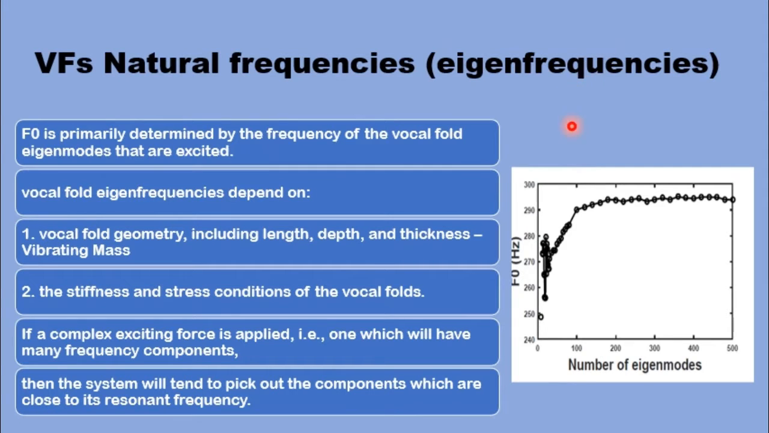The fundamental frequency of the voice during a certain moment will depend primarily on the frequency of the vocal fold eigenmode that is excited at this particular moment. The eigenmode and frequency in turn depend on the vocal fold geometry, the configuration of the vocal folds, and the length, depth, and thickness of the vibrating mass, together with the stiffness and the stress conditions of the vocal fold. And because these will keep on changing all the time, there will theoretically be a huge number of eigenmodes and frequencies to choose from during voice production.